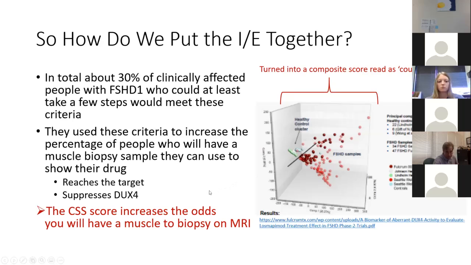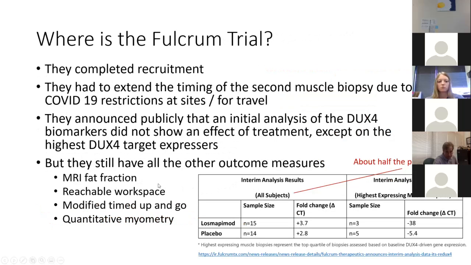So where is the Fulcrum trial at today? Well, they completed recruitment. Unfortunately, we had a pandemic. The pandemic had all sorts of effects on this study, and I'd say it's a real tribute to Fulcrum that they stayed with this study and they've continued it despite all the difficulty of trying to do it in the pandemic. But one thing that they actually had to do was to change the timing of their muscle biopsies from 24 weeks to 48 weeks.